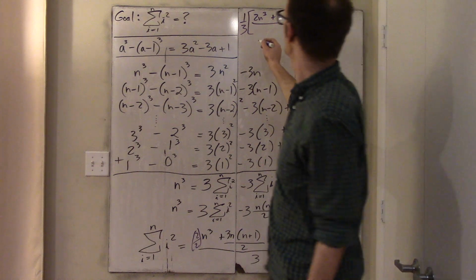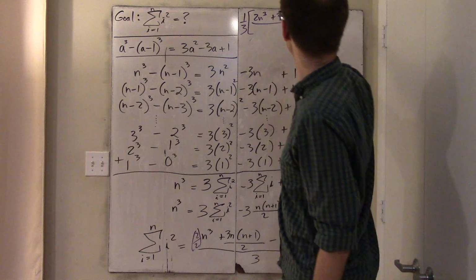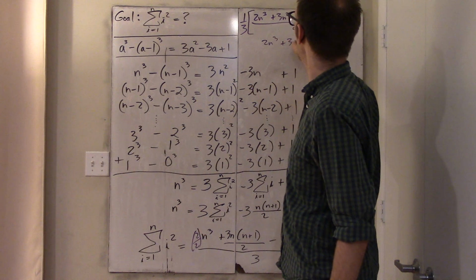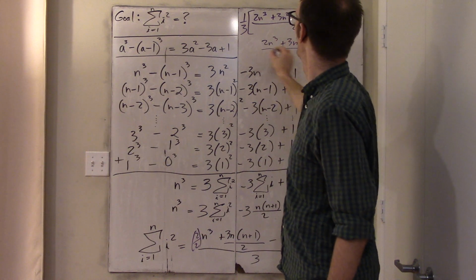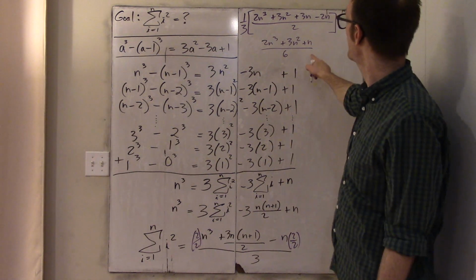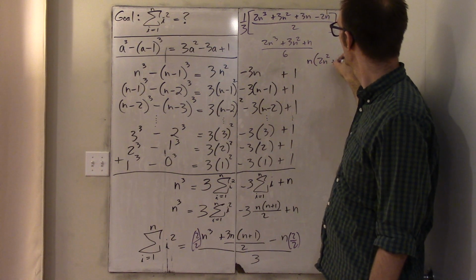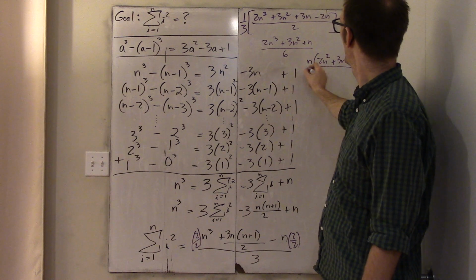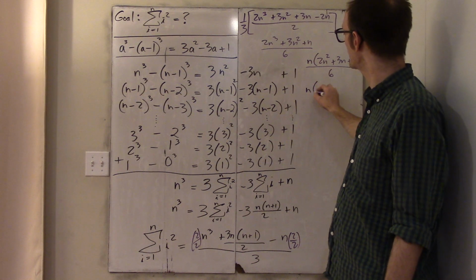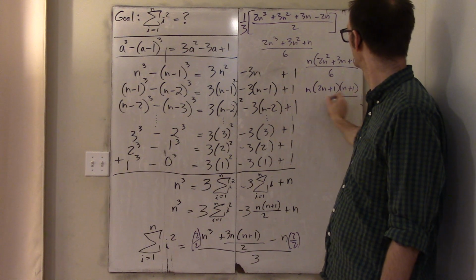Okay, this is looking good. So what do I get? One third. Well, I might as well just call it what it is. It's some stuff over 6. What is that stuff? 2n cubed plus 3n squared plus n, over 6. Of course, I could just stop there, but I could also factor out an n. If I factor out an n, I get 2n squared plus 3n plus 1 over 6. And that quadratic also factors into 2n plus 1, n plus 1.